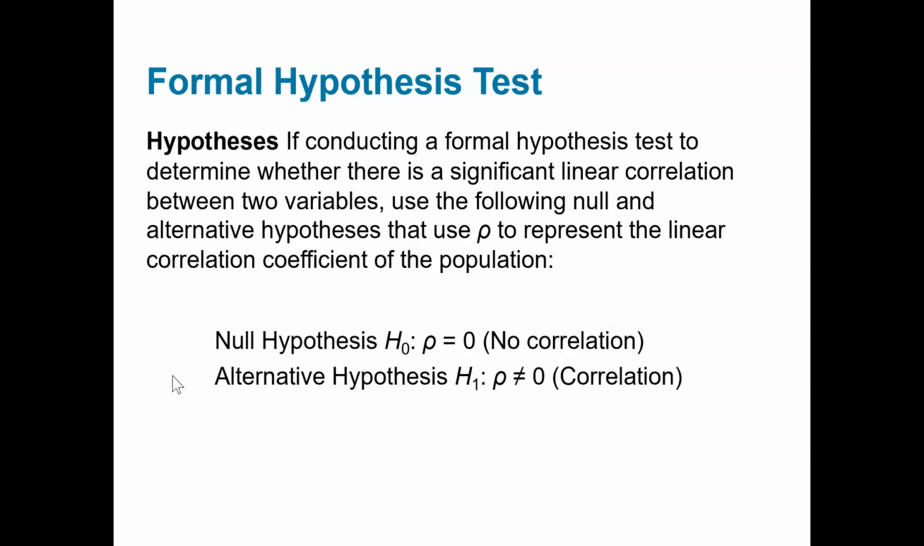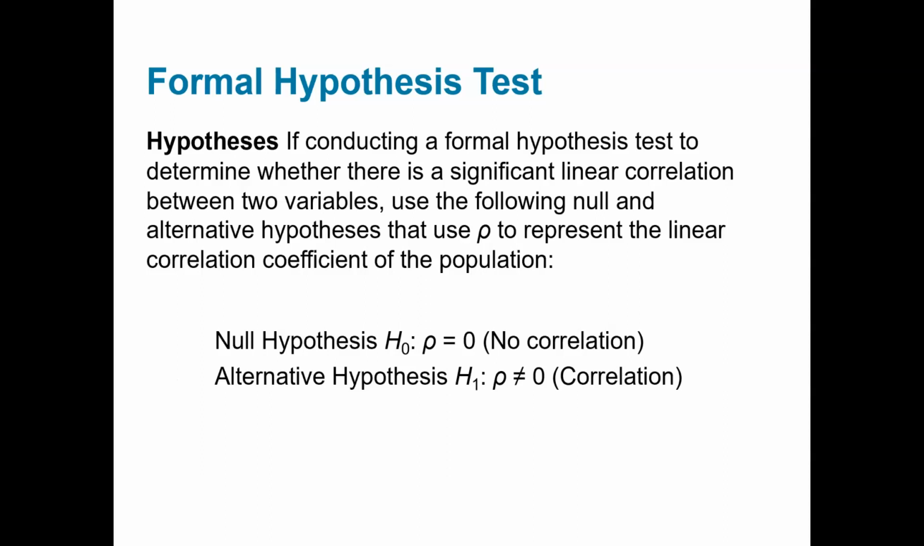We're going to use the following null and alternative hypotheses, and that symbol there is pronounced rho. Rho represents the linear correlation coefficient of the population, right? So we've got this sample and we want to know how it relates to the population. We'll always have a null hypothesis that rho is 0, that there's no correlation. And our alternative hypothesis can be that rho does not equal 0, or correlation.